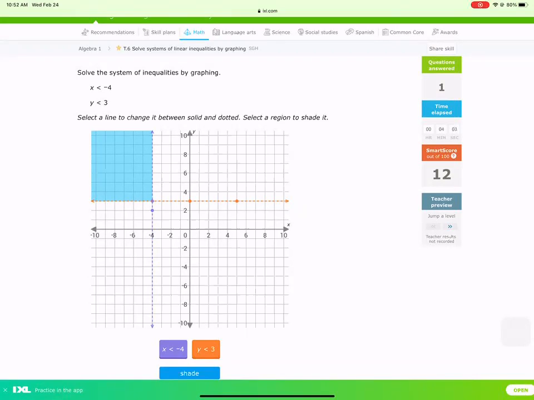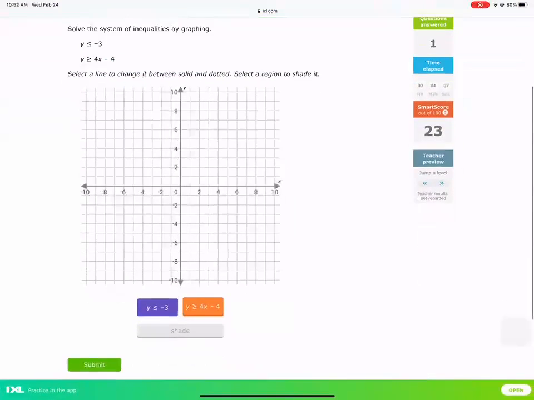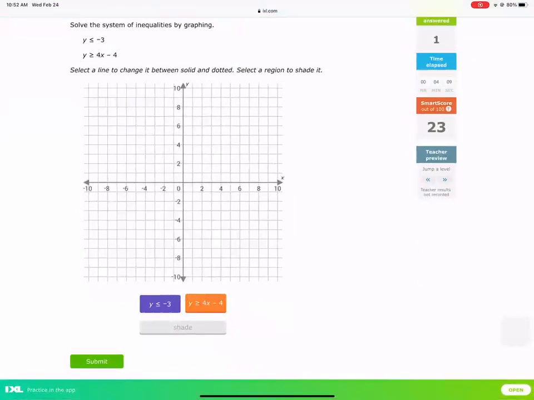Okay, excellent. Let's go ahead and jump. We're going to graph some lines here. Now, since this is in slope-intercept form, this is pretty easy to graph. Let's graph the first one. y is less than negative 3. Ask yourself, is that going to be a solid or dotted line? Dotted or dashed, depending on how you want to talk about this. It's going to be solid because we are equal to.